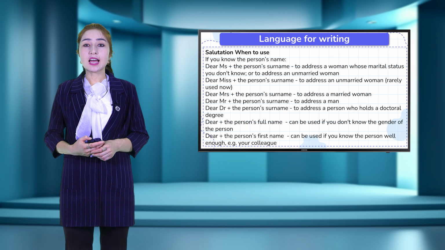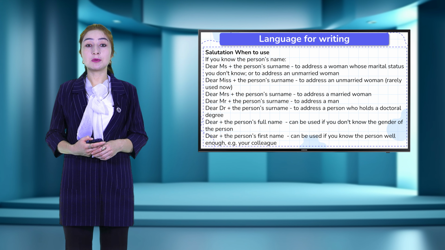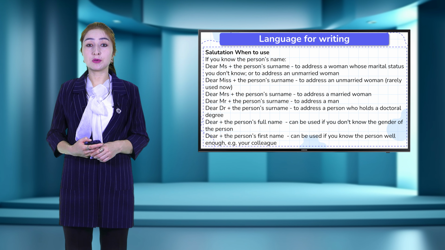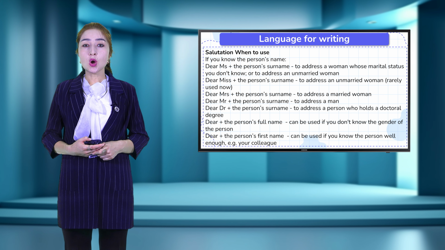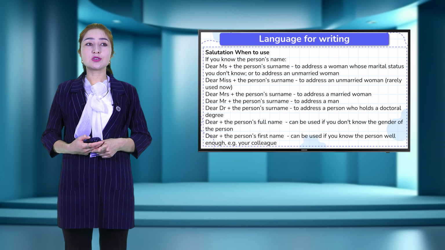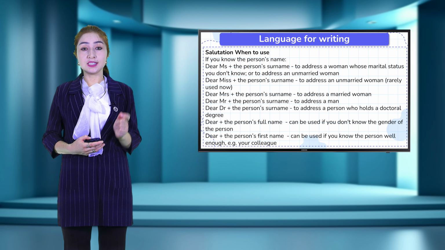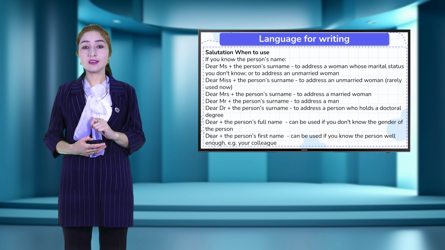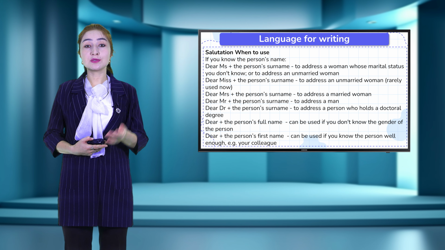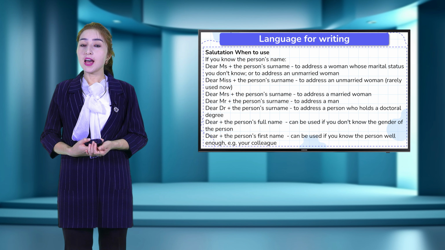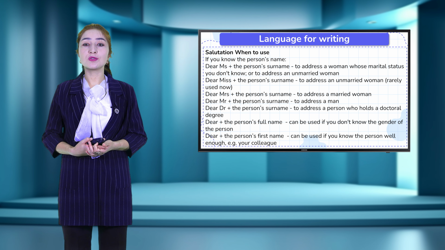And here also, "Dr", we've got even the abbreviation here. If you use this abbreviation with the person's surname, you address a person who holds a doctoral status. In this case, you can start your letter "Dear Dr", and after Dr, you can write the name of the doctor. And if you write "Dear" and the person's full name, it can be used if you do not know the person's gender.